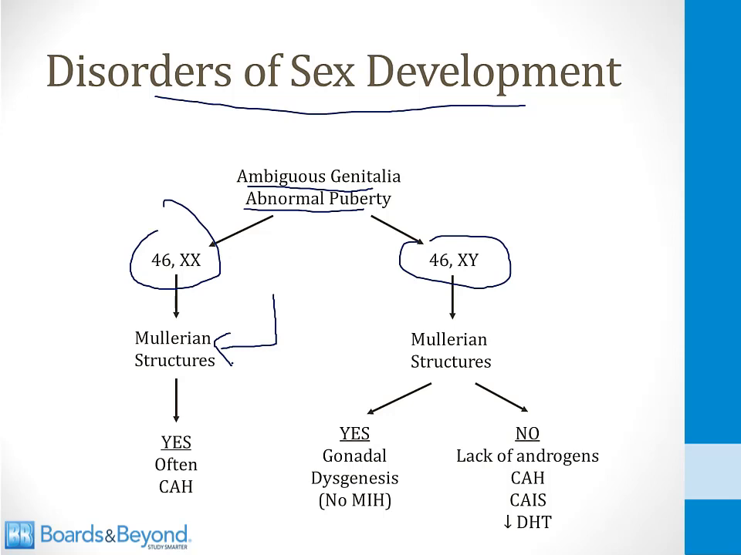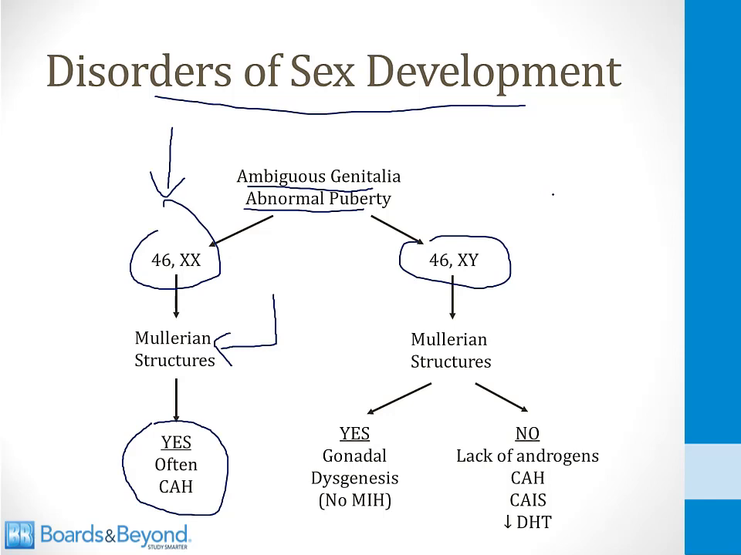If the Müllerian structures are present, it means that there is an absence of functioning testes, because if the testes are present and they are working, then the Müllerian structures will degenerate. So let's consider the case of an XX female who does have Müllerian structures present. This is often due to congenital adrenal hyperplasia. In several of the adrenal hyperplasias, there is an excess of androgens produced from the adrenal gland, and this can lead to development of ambiguous genitalia or abnormal puberty in a child who has two X chromosomes.